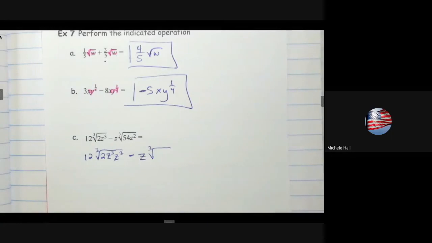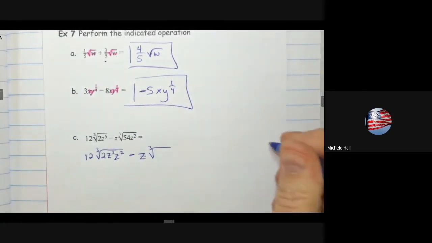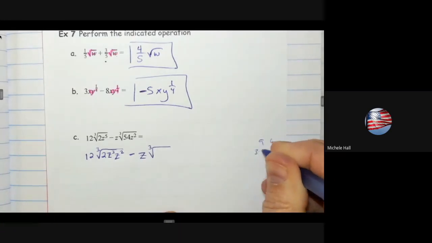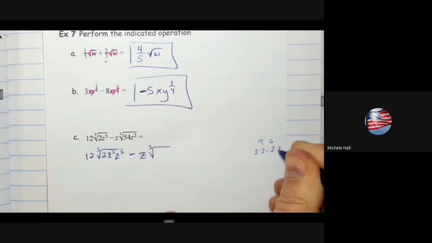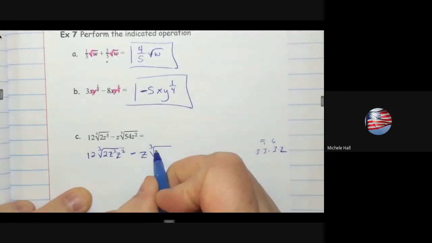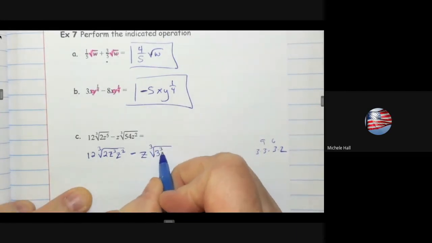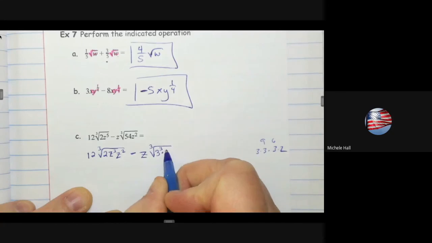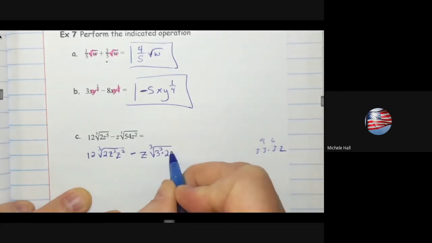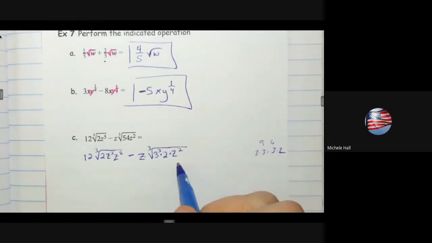54. We need to break down 54. 54 is 9 times 6, so that's 3 times 3, and 3 times 2, we have 3 3s. So we have 3 cubed times a 2 times z squared. We don't have enough z squares.